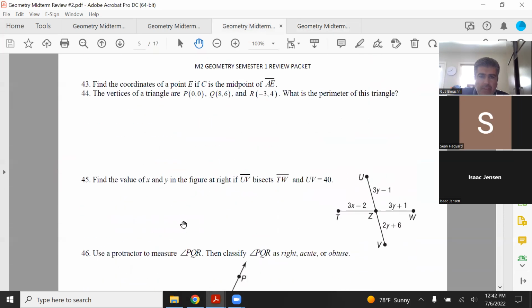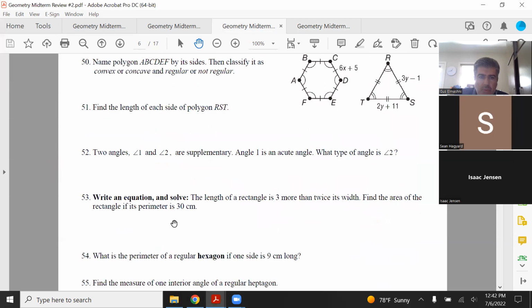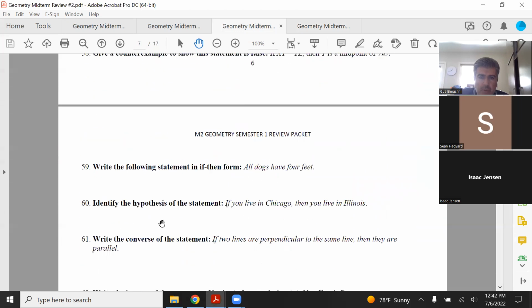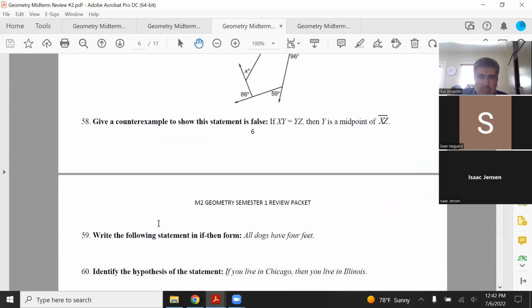But yeah, there's some if-then statements which we should just briefly talk about because it's been a while since we've seen that stuff, like this stuff here. Like give a counterexample to show the statement is false. This is the second review. So if XY equals YZ, then Y is a midpoint. But it could look like this, right? It doesn't have to be a midpoint. That'd be your counterexample.